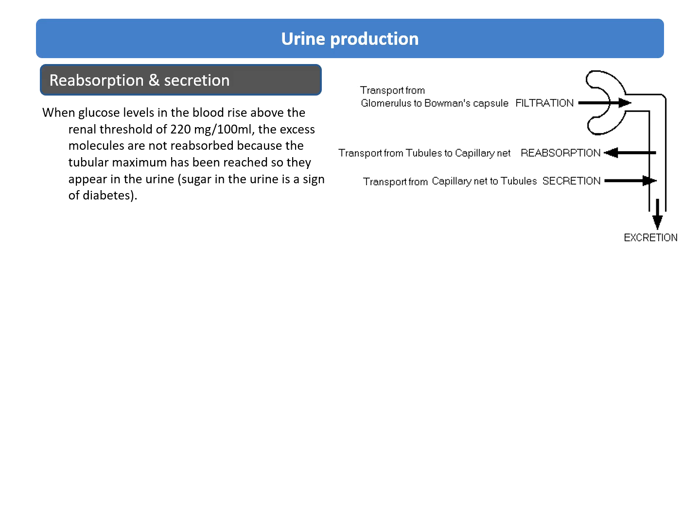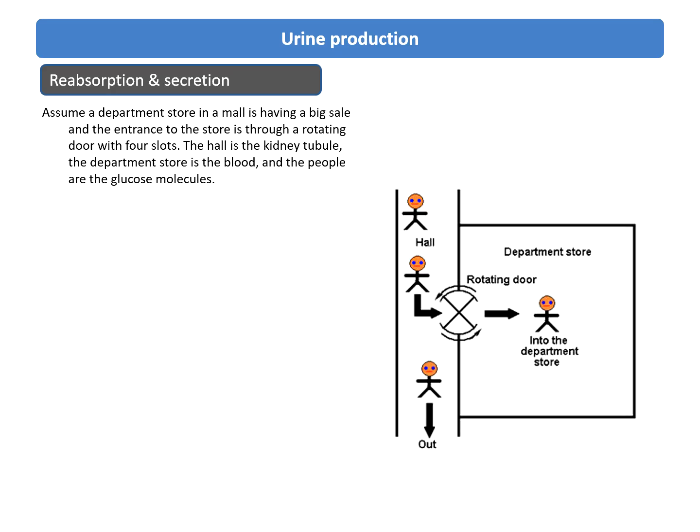When glucose levels in the blood rise above the renal threshold of 220 milligrams per liter, the excess molecules are not reabsorbed because the tubular maximum has been reached. They don't find an empty carrier. So the glucose will appear in the urine. The sugar in the urine is a sign of diabetes. A department store analogy illustrates the fate of excess glucose. This, hopefully, will help you understand what we're getting at.